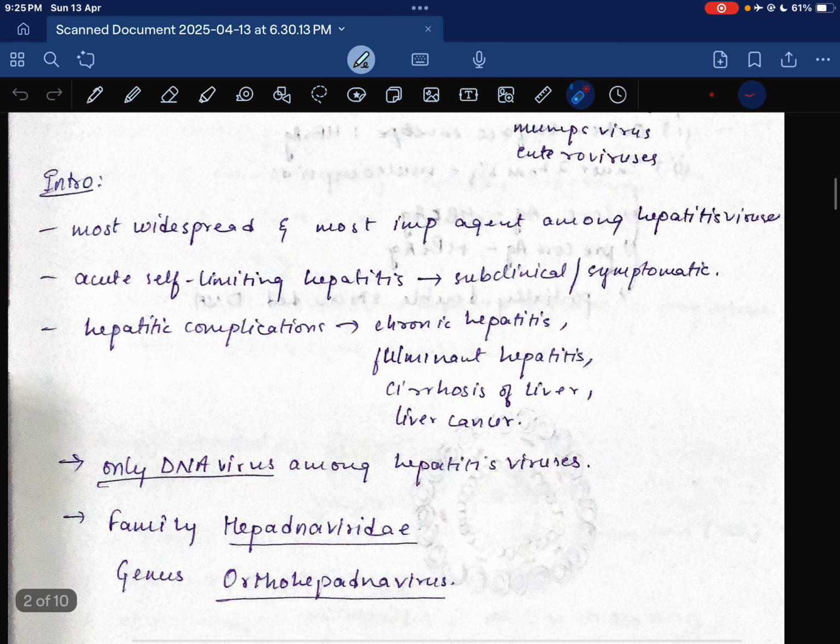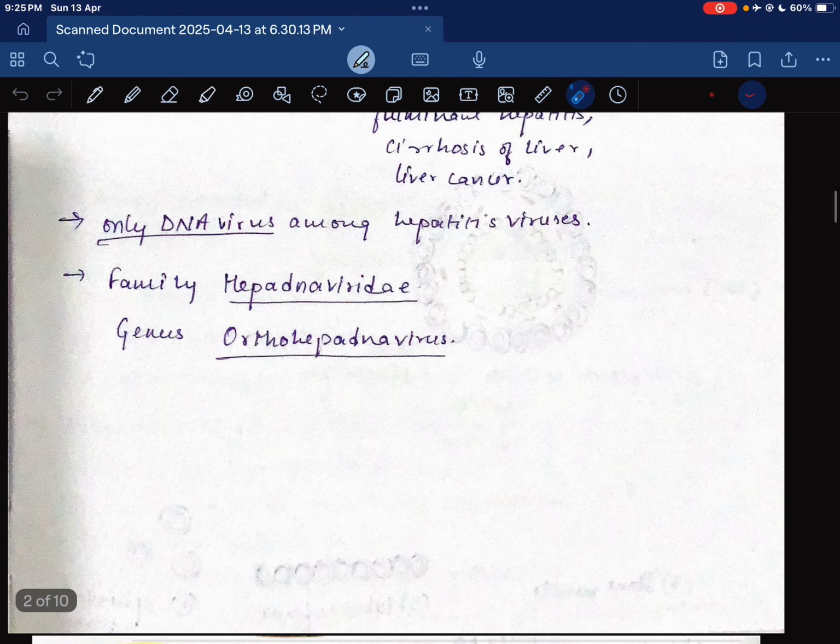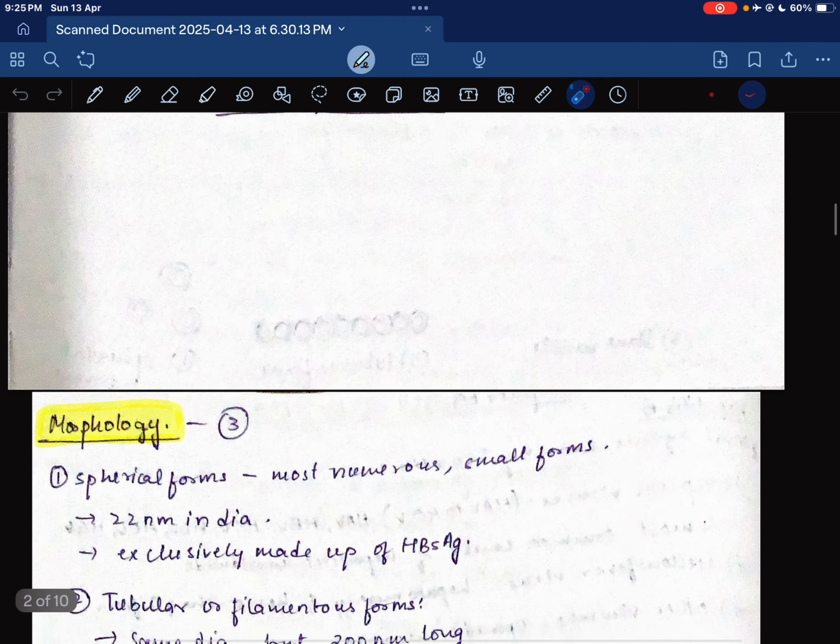Intro. It is the most widespread and most important agent causing viral hepatitis. Acute self-limiting hepatitis, subclinical or symptomatic hepatitis; complications include chronic hepatitis, fulminant hepatitis, cirrhosis of liver, and liver cancer. It is the only DNA virus among hepatitis viruses. It belongs to family Hepadnaviridae and genus Orthohepadnavirus.